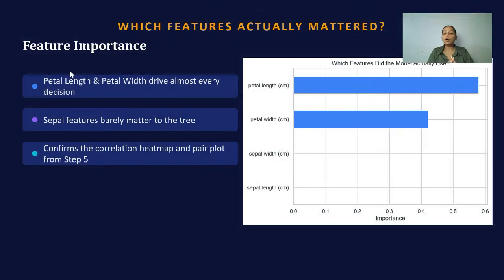So this is the model also confirming mathematically the exact same insight your correlation heat map and pair plot gave you during exploratory data analysis. Your EDA was not just a nice picture, it was a preview of what the model was about to learn. You get the basic idea of what is important and what is not important. Is your machine learning model doing fine? Have you chosen the right machine learning algorithm to train your model?